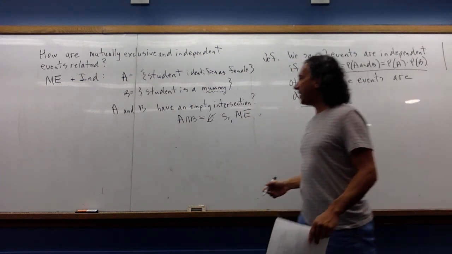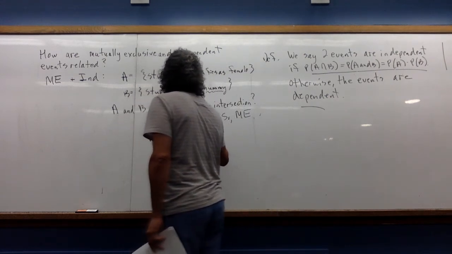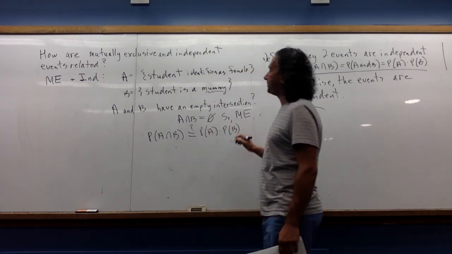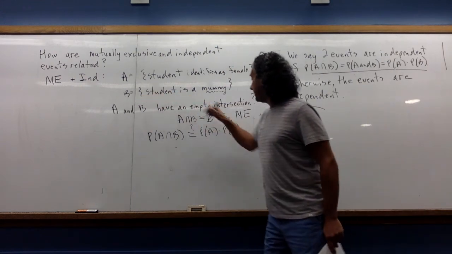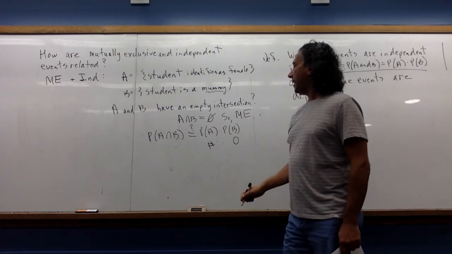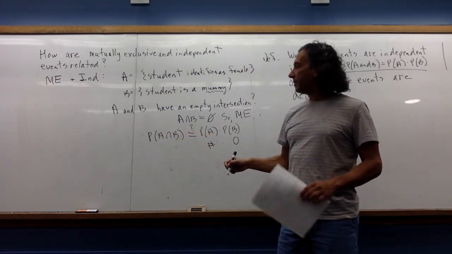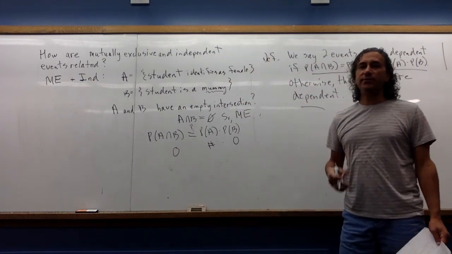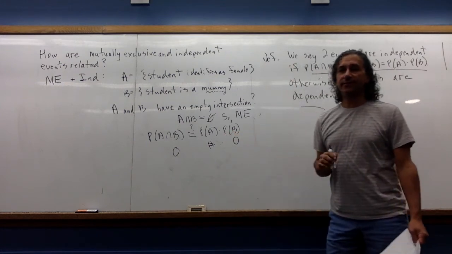Are these guys independent? Well, they'll be independent if the probability of A and B is equal to the probability of A times the probability of B. So the probability of B is some number, and the intersection is empty. So the probability of the intersection is 0. So yes, these two events are both independent and mutually exclusive.